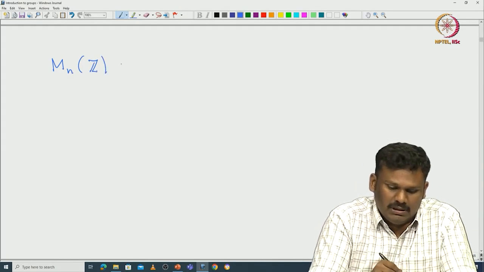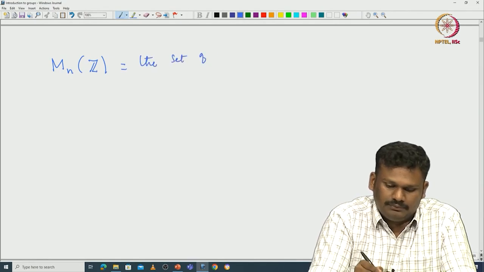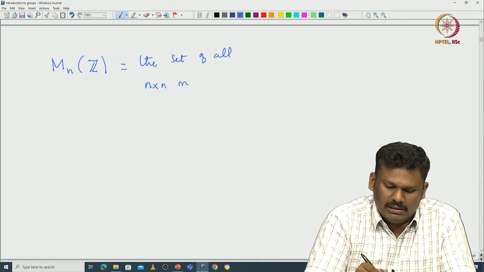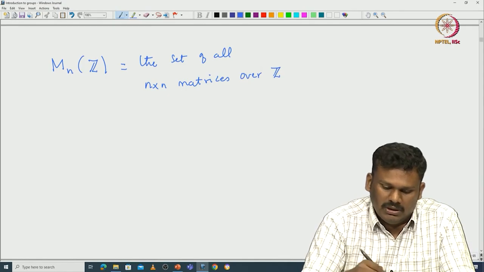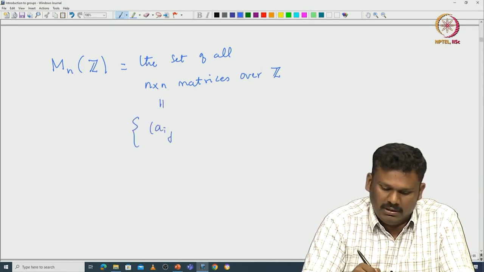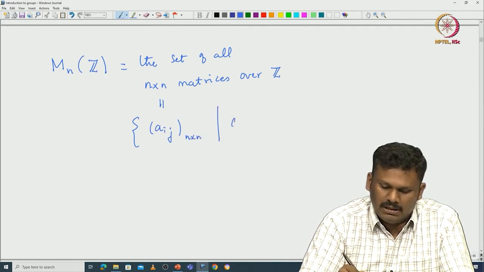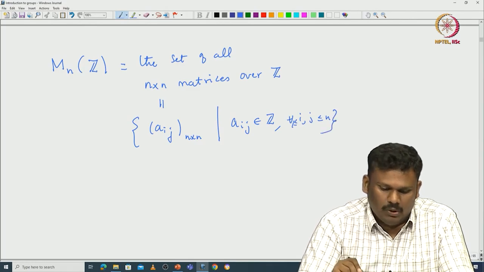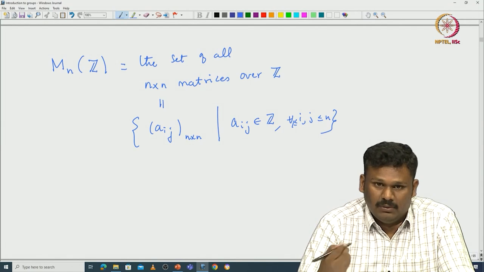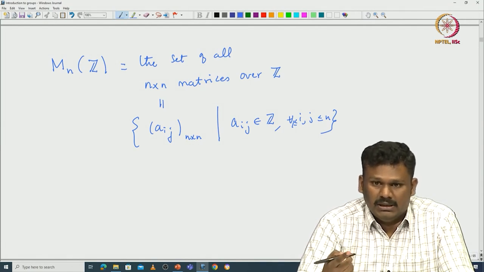If you take M_n(Z), which is the set of all n by n matrices with integer entries, that means we say over integers. So, this is all possible matrices (a_ij), n by n, such that a_ij are integers for all i, j less than or equal to n. Then what will be the addition that you can define on this set of all matrices? You just define the addition to be the coordinate-wise addition. In each position, you just add the numbers that are there in that position.